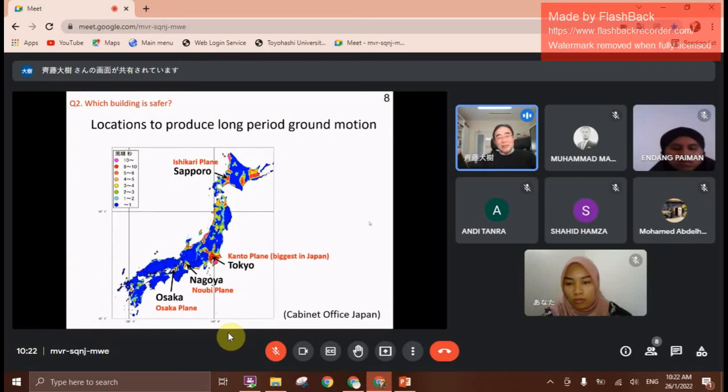You can see this is a map of Japan, and the red part is where deep sedimentary soil exists. It is made mainly by ash from volcanoes. Tokyo is the largest plain in Japan, and also Nagoya, Osaka. Those big cities are located on this sedimentary soil because these places are flat. Japan has so many mountains, not so many flat places. So we construct buildings and cities in flat places, but those places have a lot of soft soil.